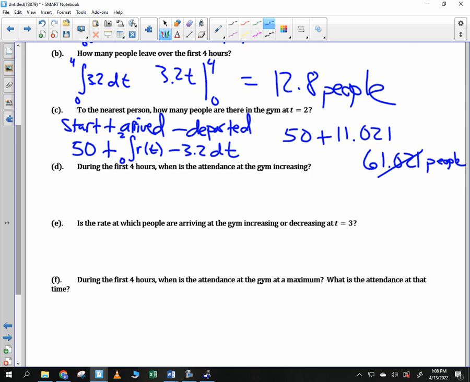Okay, this is a little bit more challenging question. So we're getting to those tougher questions. During the first 4 hours, when is the attendance at the gym increasing? Don't think about mathematical expressions. Just think about the context of the problem, arriving, departing, stuff like that. Talk with a friend. How would you try to figure out when the attendance is going up and not going down? See if you can talk about what it is. Go.